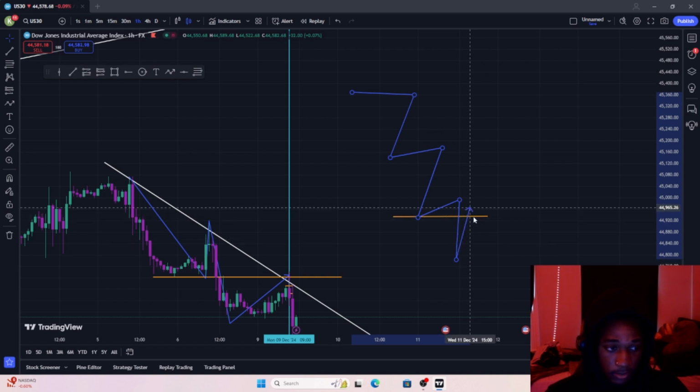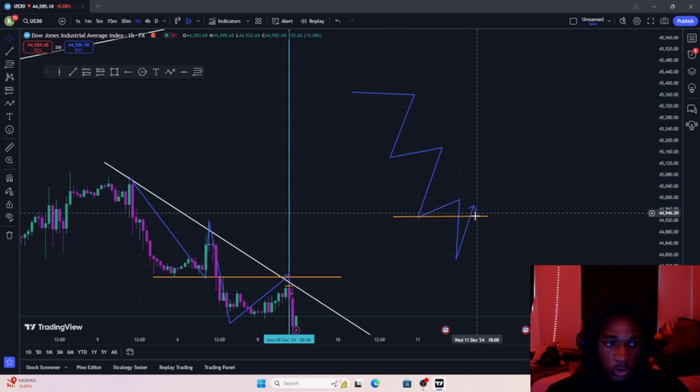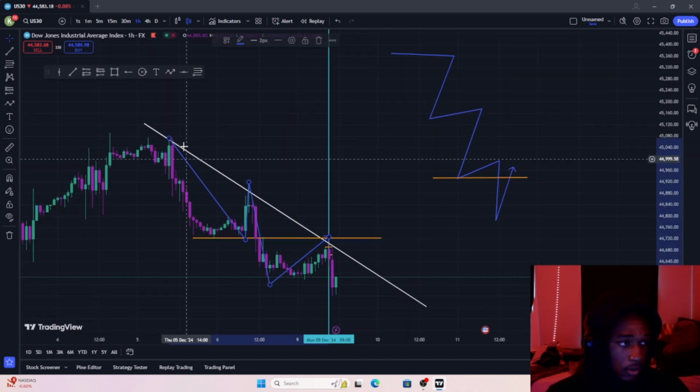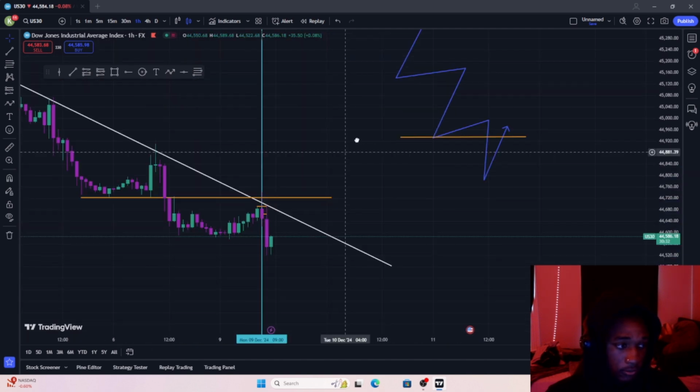So if price was to break back above this recent structure point or this recent low in the trend line and it closes right there, then we know we're switching into an uptrend. So we're probably going to keep going up now. But price didn't do that. As you guys can see right here, price did not close above this zone.